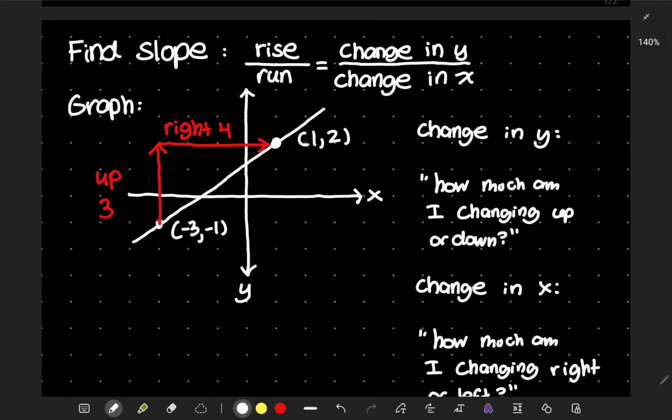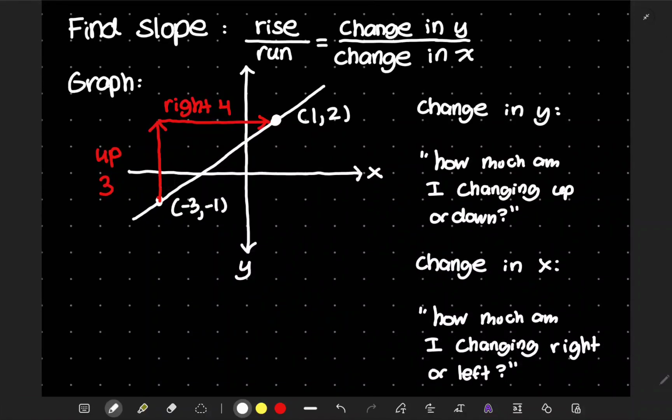So we have now how much am I changing up or down, and then change in x, how much am I changing right to left. So let's find the slope then.